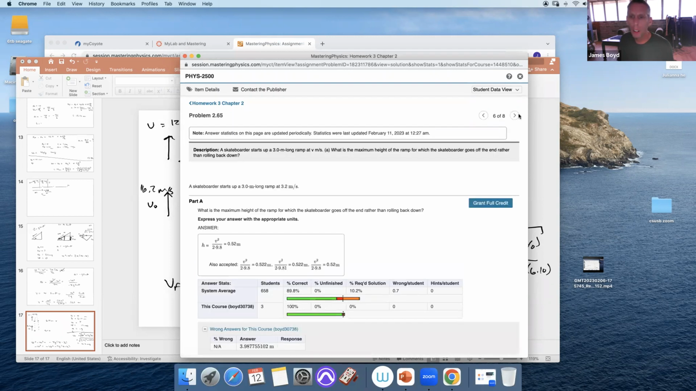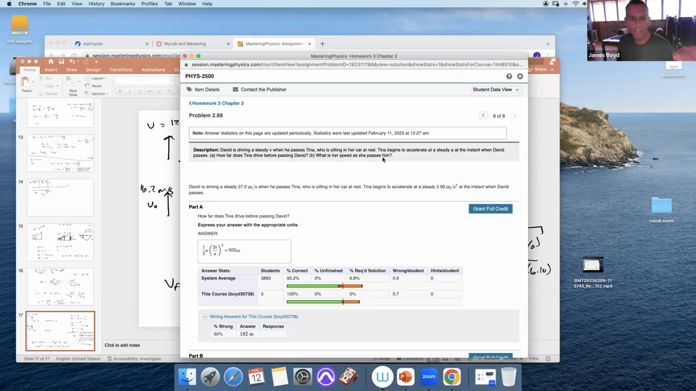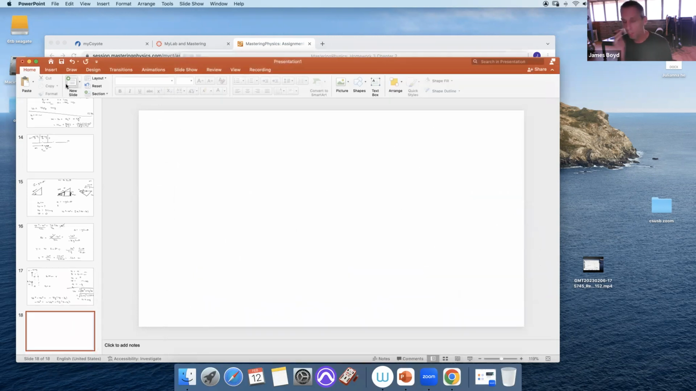Was there a part B in that? Nope, only a part A. And finally, this is the one I was thinking of. The final one is revisiting our police officer, our chase.